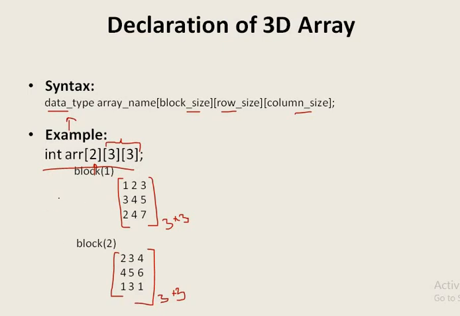It will have two blocks. The first subscript represents the block numbers, and since it is 2 here, it will have two blocks, and each of the blocks will be specified by the second and third subscripts. That is, here it is 3 by 3. Therefore, it will be a 3 by 3 matrix. So this is what a three-dimensional array means. Now, coming to the initialization of the array.